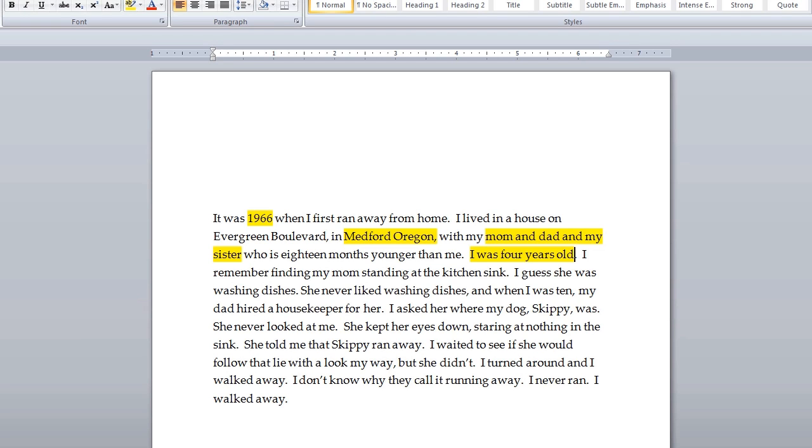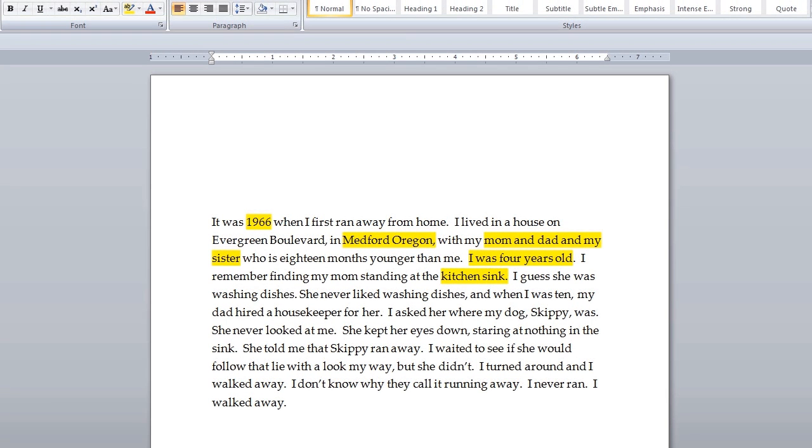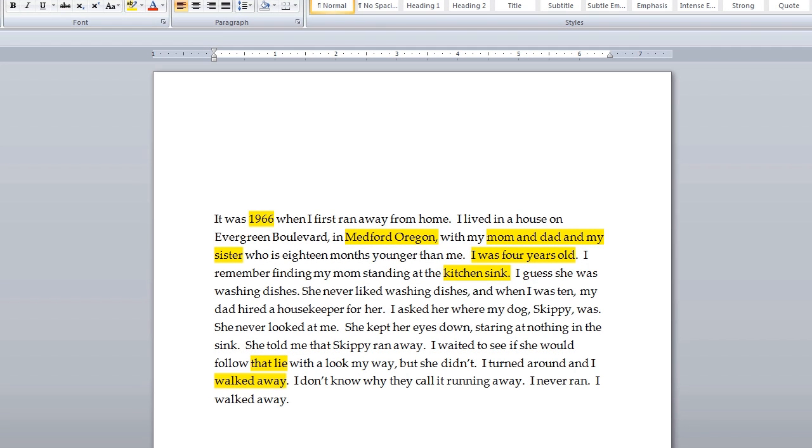Next, the writer takes us to the kitchen, where his mom is at the kitchen sink, and she's caught in that lie. Quietly, the little boy turns around and walks away.